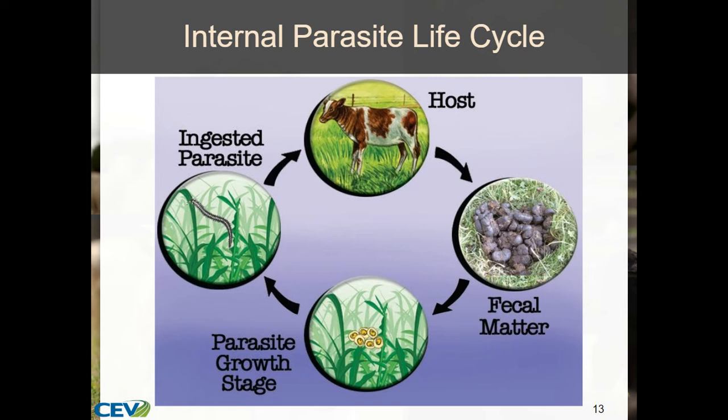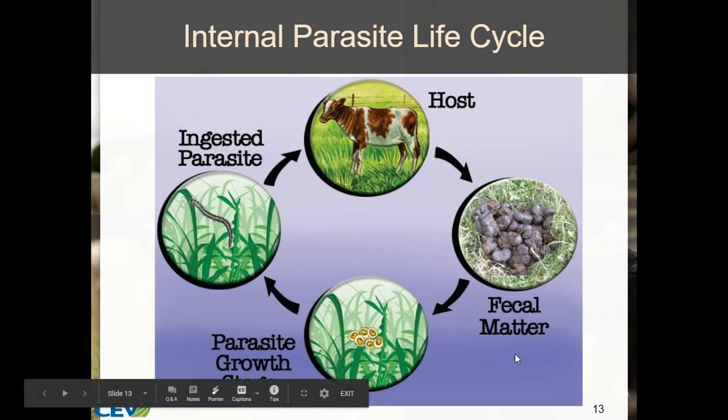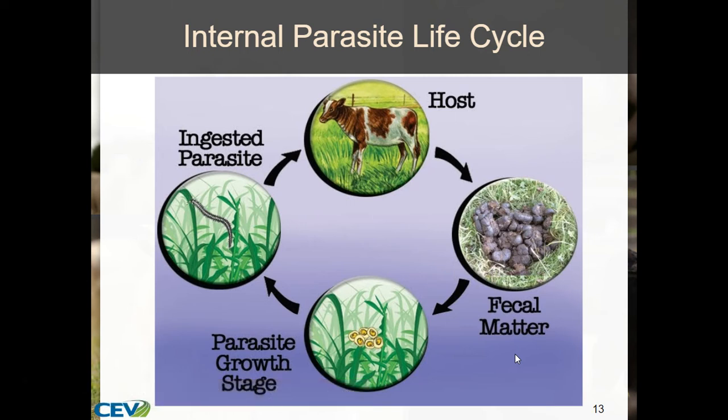So typically speaking, the general life cycle of a parasite differs a little bit between species, because they'll have some extra parts inside the parasite growth stage where they might have to be in another organism. But generally speaking, we have parasites inside a host. That host uses the bathroom, produces feces. You've got the eggs of that parasite in the feces.